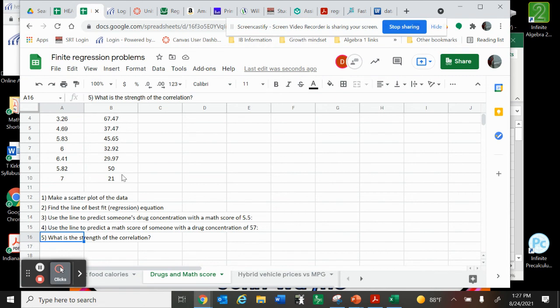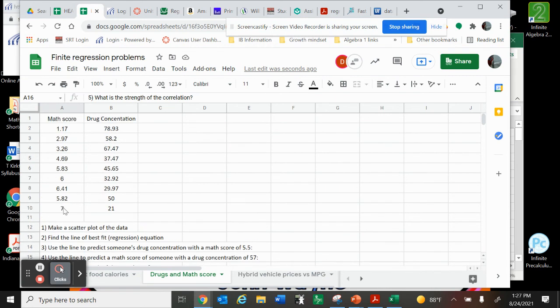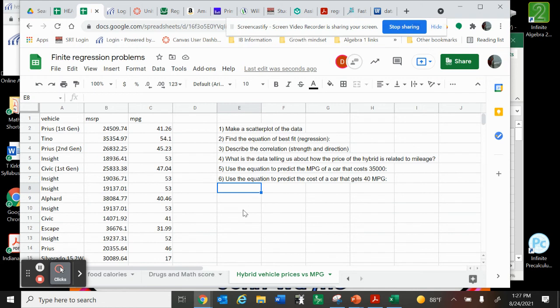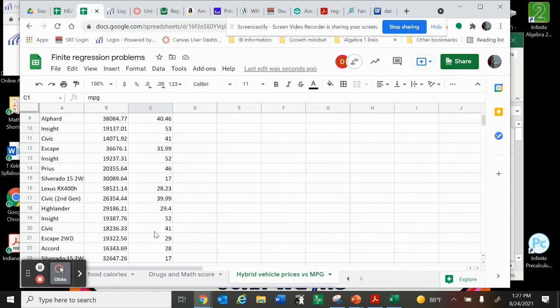With drugs and math, as your math score goes up, if you can see right here, as the math score is a 7, the drug concentration is lower. So that probably will be a negative correlation. And then the last one you're going to work on is from a few years back, but it's accurate data on the price of a hybrid vehicle. So that's this MSRP, the manufacturer suggested retail price, and the miles per gallon that the hybrid gets.